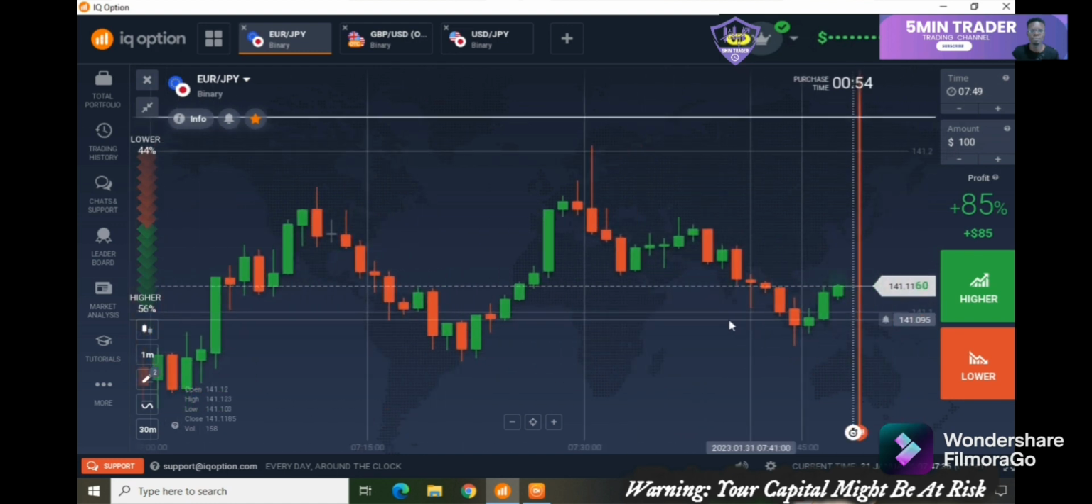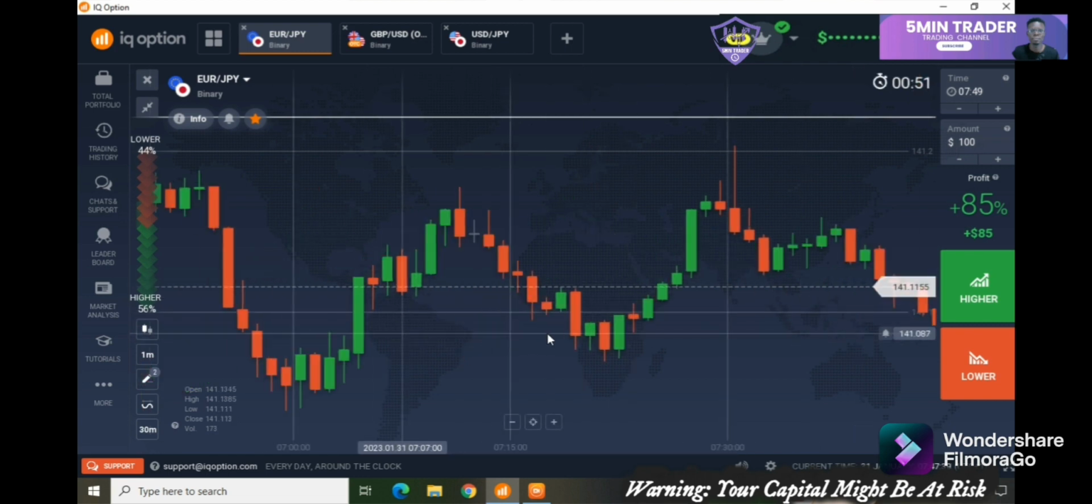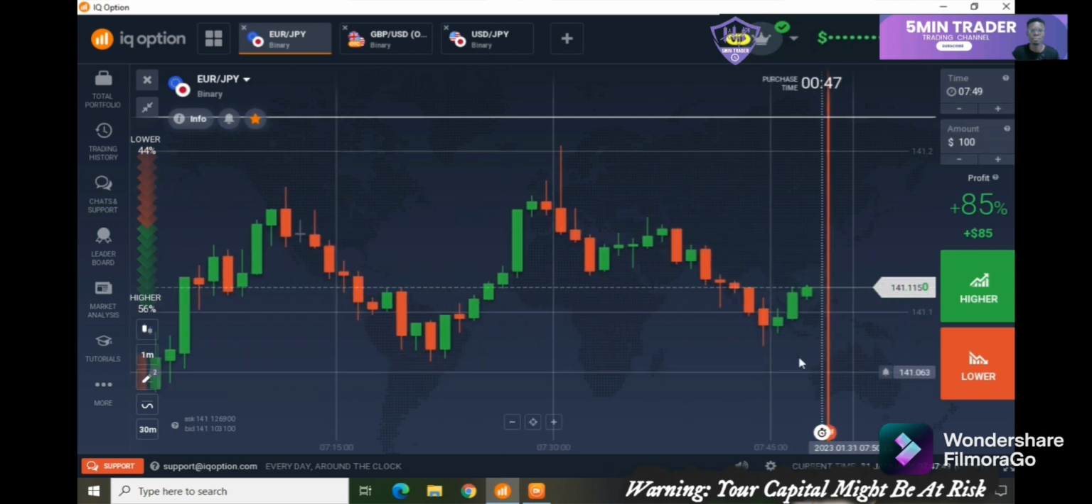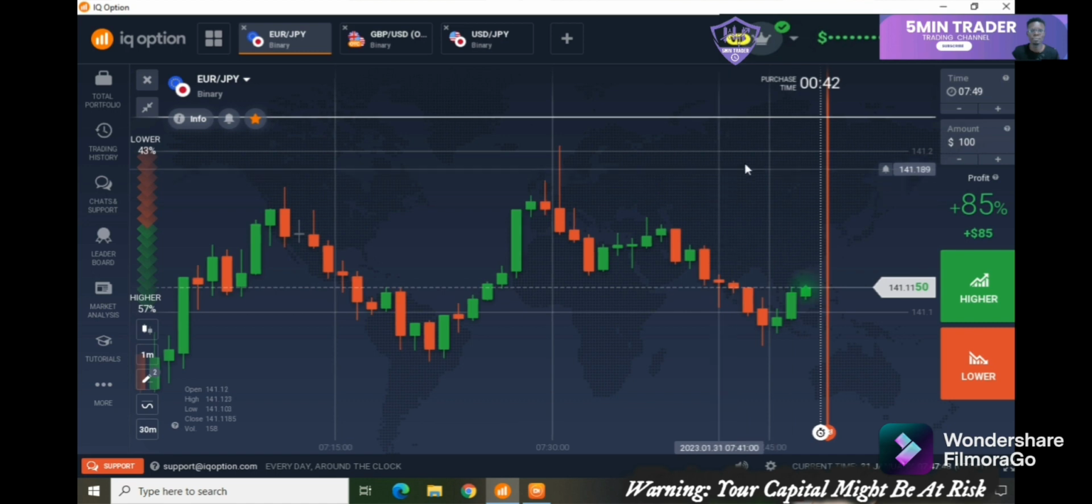In this market, I think you can see that on the minor trend, this is a low, this is a high, this is a higher low, this is a higher high, and this is a higher low, and the market is on its way trying to create a new higher high.